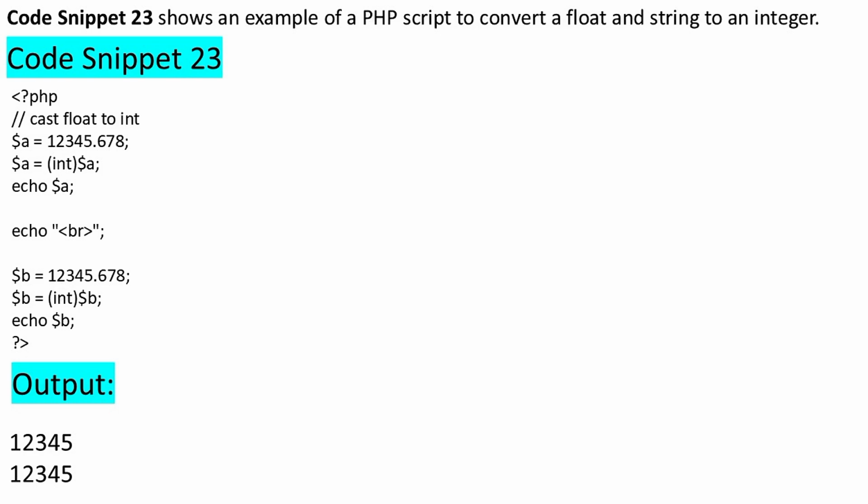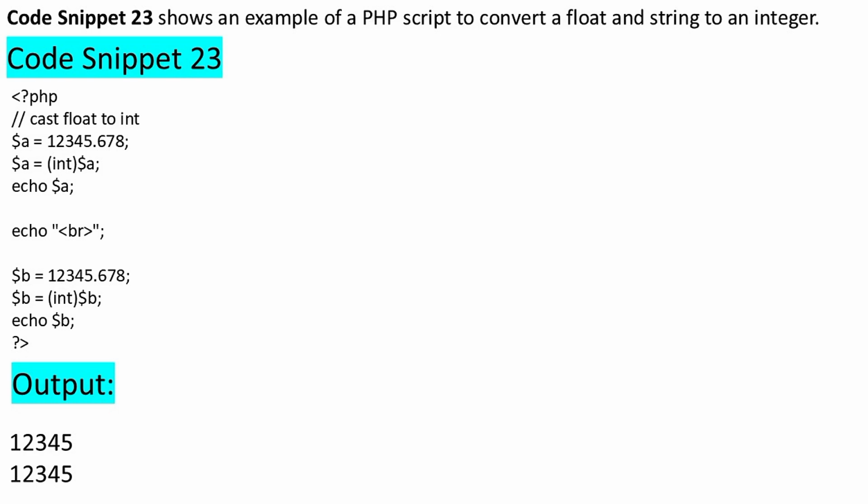The next part of the code repeats the same process with another variable, $b. It's again assigned the float value 12345.678, and then cast to an integer using (int). When we echo $b, we get the same output, 12345. So in simple terms, this example shows that when a float is converted into an integer in PHP, the decimal part is completely dropped without rounding. That's why in the output section, we can see the result clearly printed as 12345, 12345.